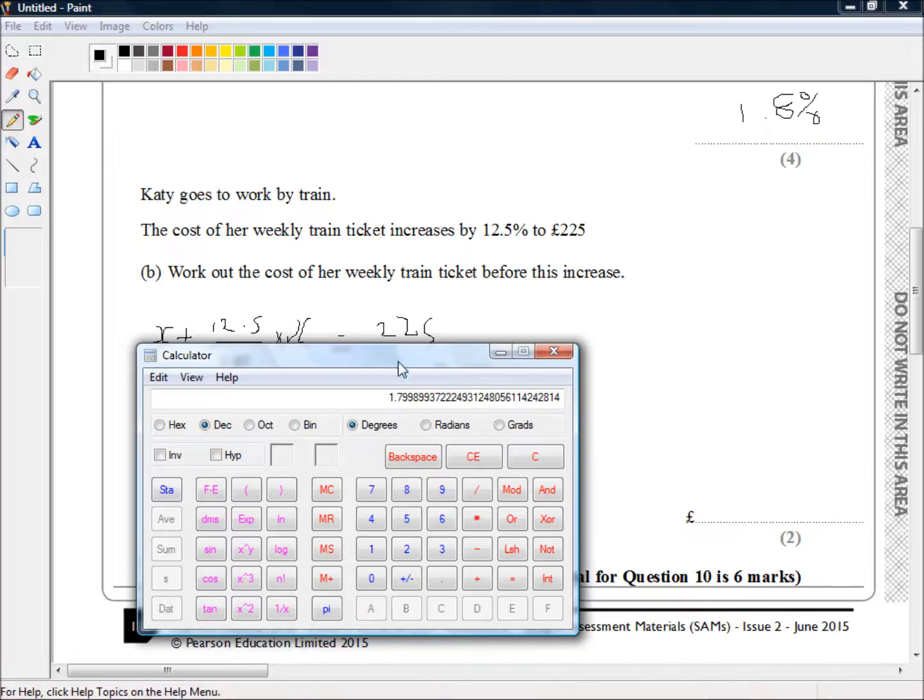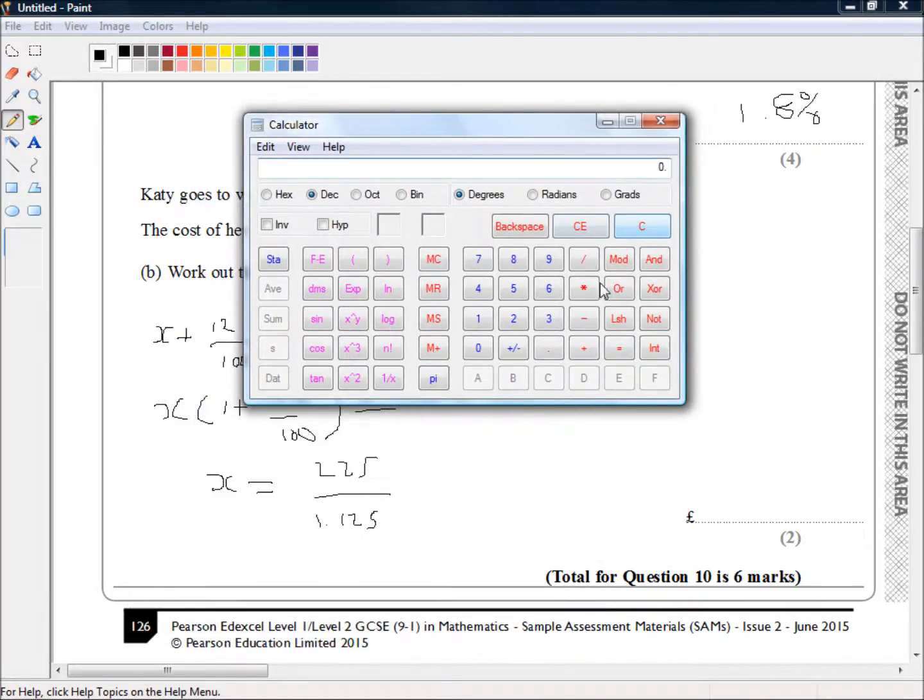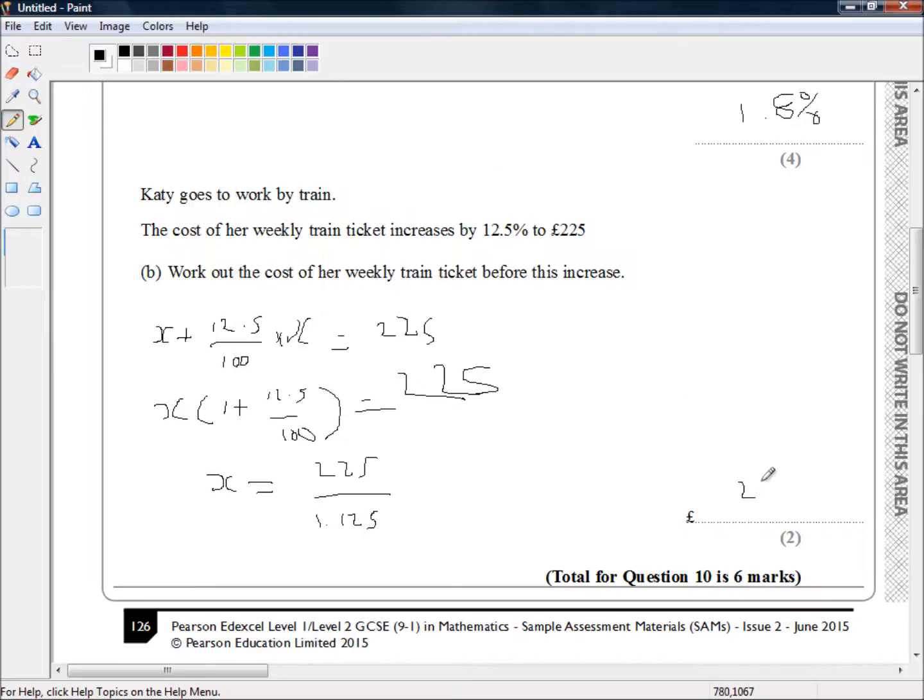And we shove that into our calculator. 225 divided by 1.125, and that's equal to £200, which was the original cost of a train ticket.